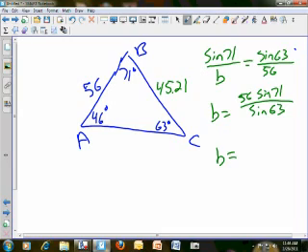And B equals 59.426. Round it for me, Derek. 59.43. And we solved the whole triangle.